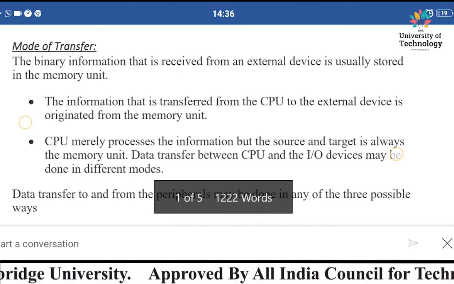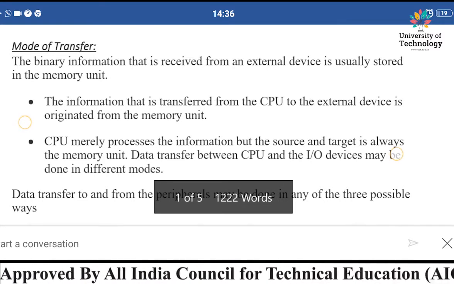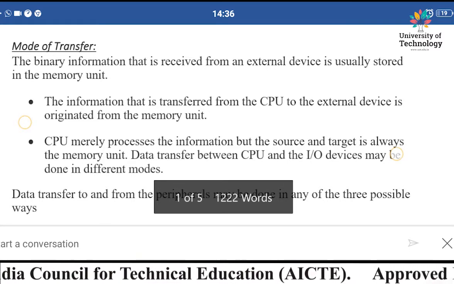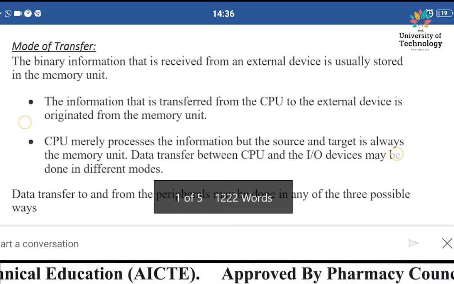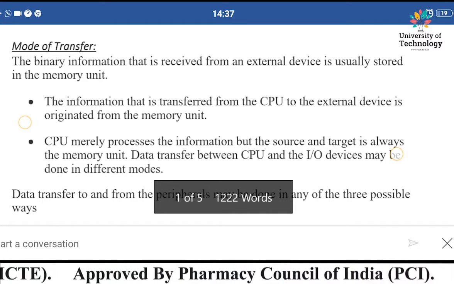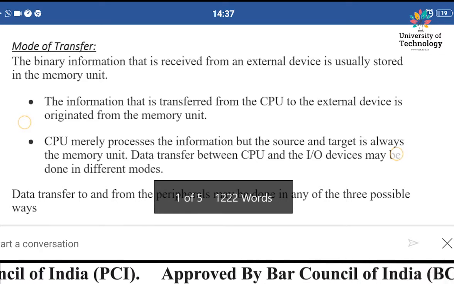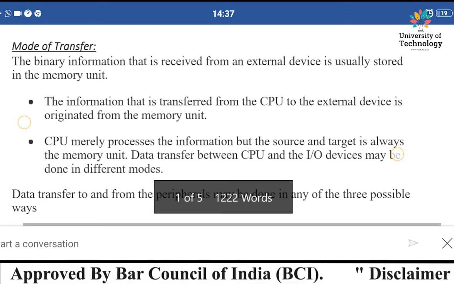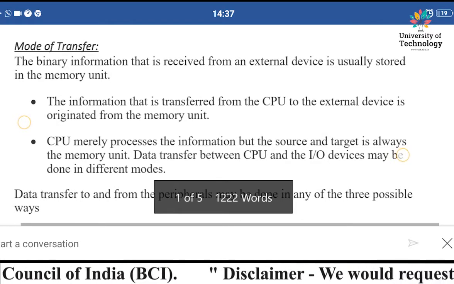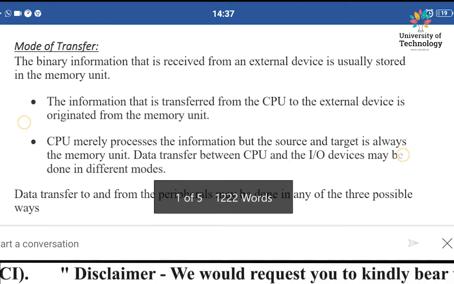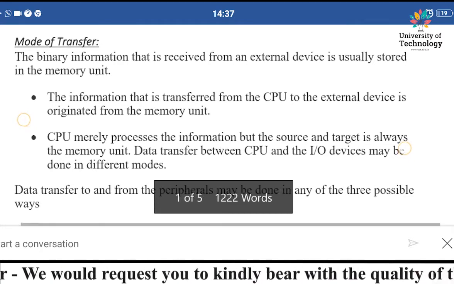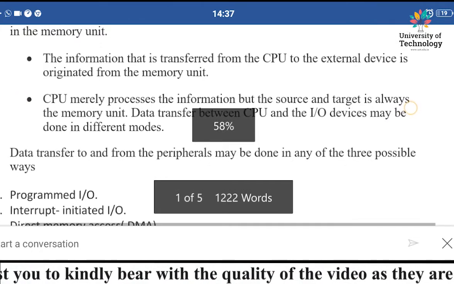So what this point is saying is that the binary information is received from the external device. What are the external devices that give the binary information? Let's take an example, keyboard. The keyboard is giving the data. Whatever data is given by any external device is stored in the memory unit. Where exactly is it stored? It is stored in the memory unit.